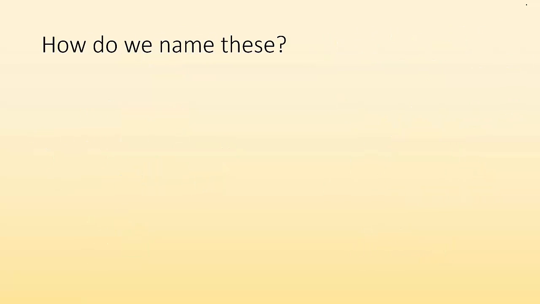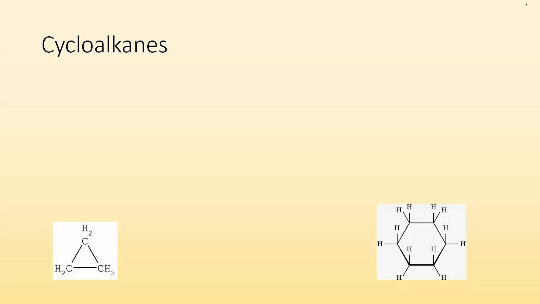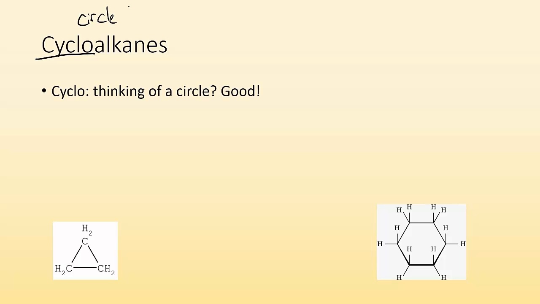Okay? So, how do we name these? That's a great question, and that is a video all in and of itself. So look for another one on how to name these things. Cool. So we have these other things called cycloalkanes, and if you had to guess, you could probably guess it has something to do with making a circle, right? Cyclo, rings made from carbon.